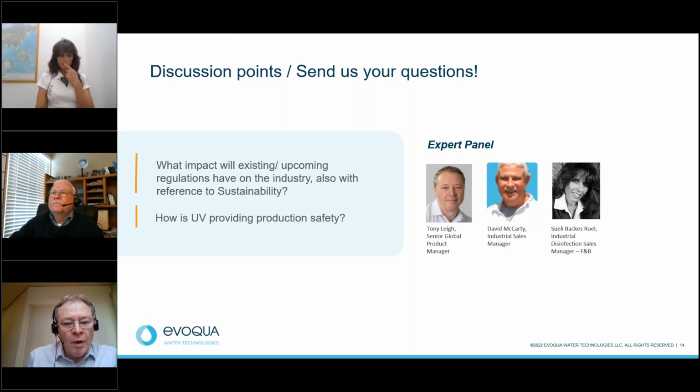Okay. Thank you. So another question is, if the flow rate of the process is dropping significantly, to what extent must the dose rate of the UV be adjusted, turned down? Can we turn the systems down, Sueli, if you want to run with that?